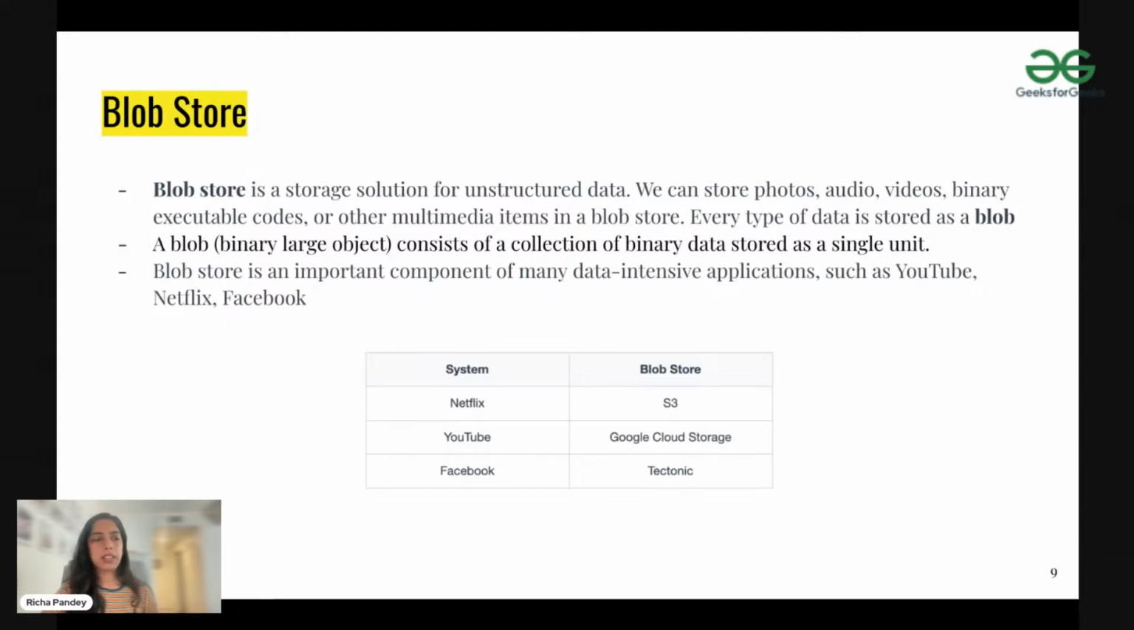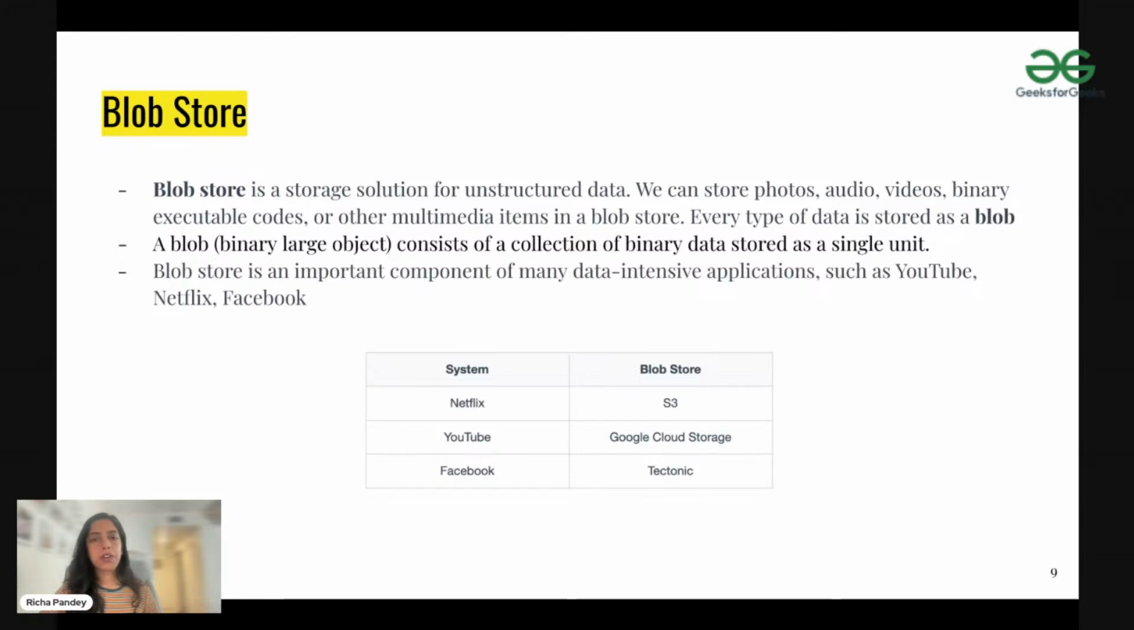So, anything other than the conventional data, basically anything other than text and numbers that can be stored in the form of a structure. All this unstructured data is stored in what is called a blob type of data. A blob consists of a collection of binary data stored in a single unit. So all of these unstructured data are stored in the form of binary data.